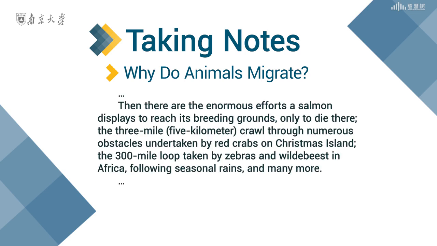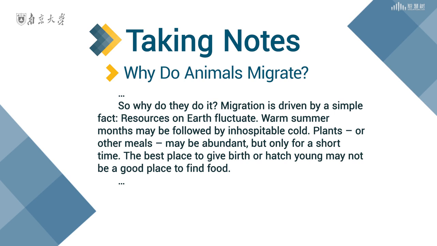Then there are the enormous efforts a salmon displays to reach its breeding grounds, only to die there. The 3-mile or 5-kilometer crawl through numerous obstacles undertaken by red crabs on Christmas Island. The 300-mile loop taken by zebras and wildebeest in Africa, following seasonal rains, and many more. So why do they do it?